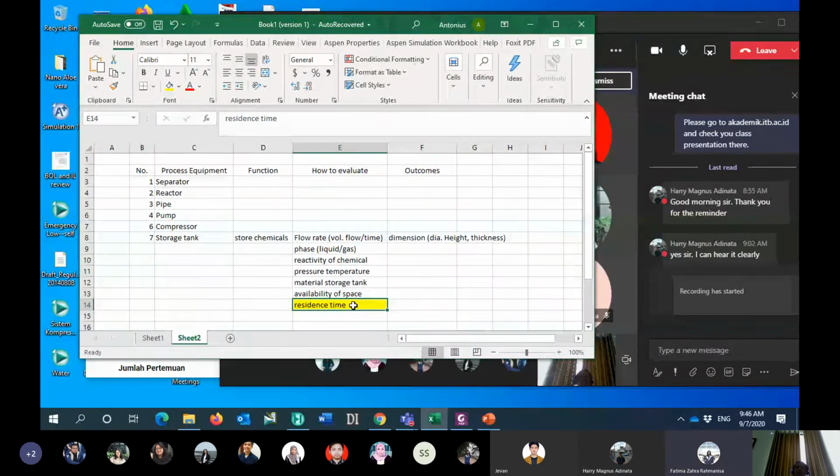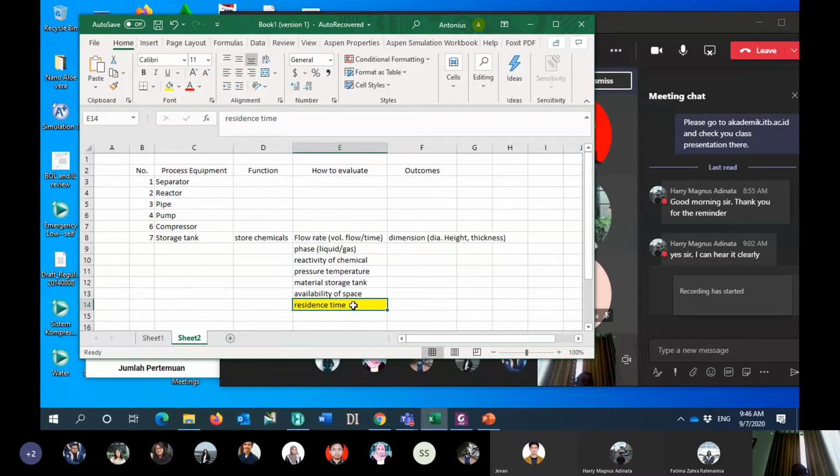What I mentioned here is that when you become an engineer, the question from your boss will be very, very simple. If you would like to construct a storage tank, your boss will ask, in what size do we have to construct the storage tank? What is the diameter and what is the height? Something only like that. That is the simple question.